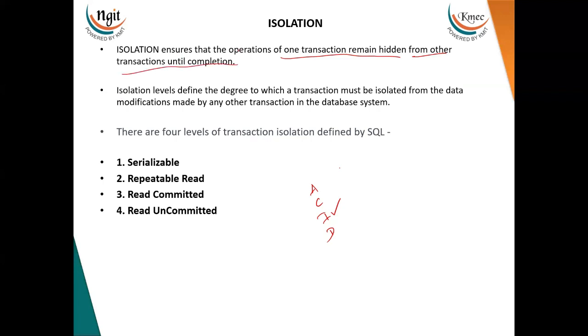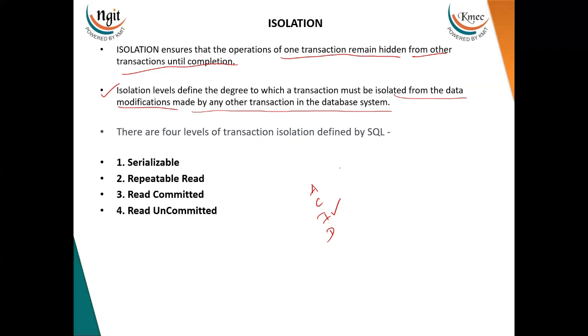What do you mean by this? Whenever concurrent transactions take place, execution of one transaction must not be interleaved by the execution of another transaction. So that is being ensured by a property called isolation under transaction management. Now we have the other point, that is, isolation levels define the degree to which a transaction must be isolated from the data modifications made by any other transaction in the database system.